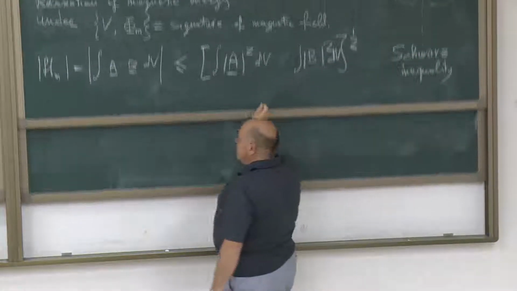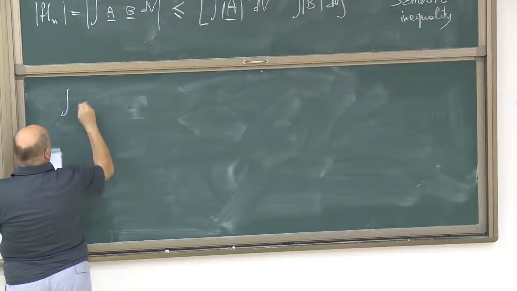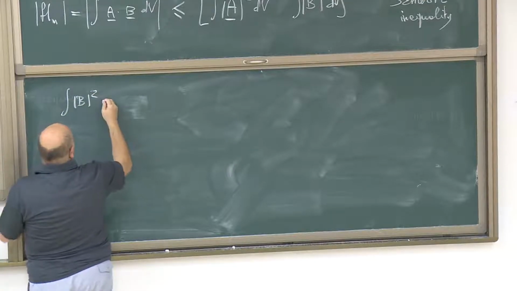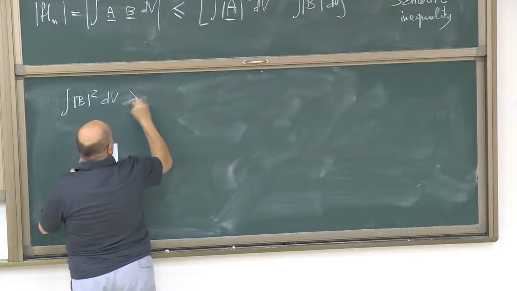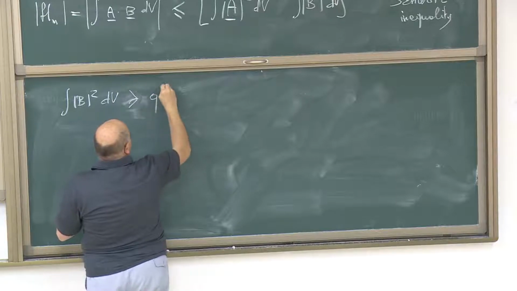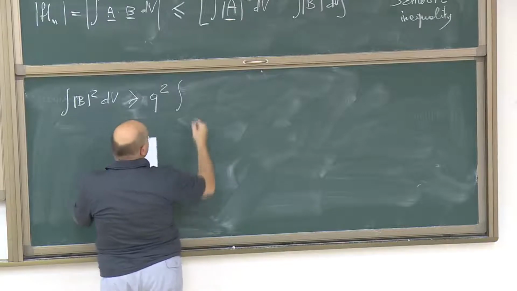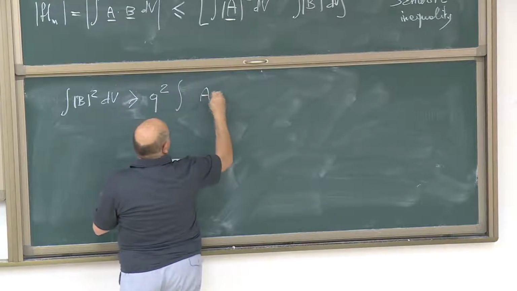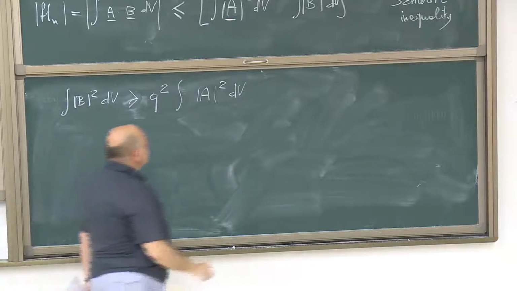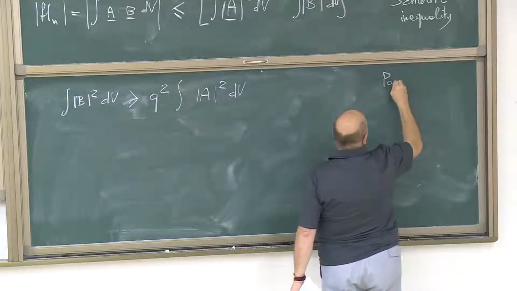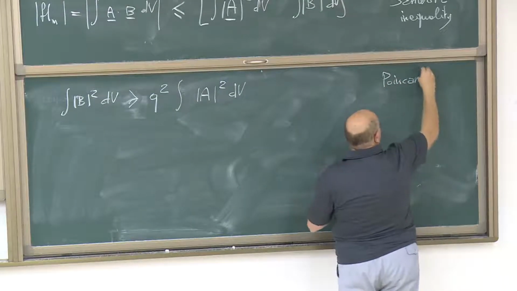And then we have another inequality due to Poincaré, and this is the integral of B squared dV greater than or equal to a constant q squared times the integral of A squared dV. So this is the Poincaré inequality.